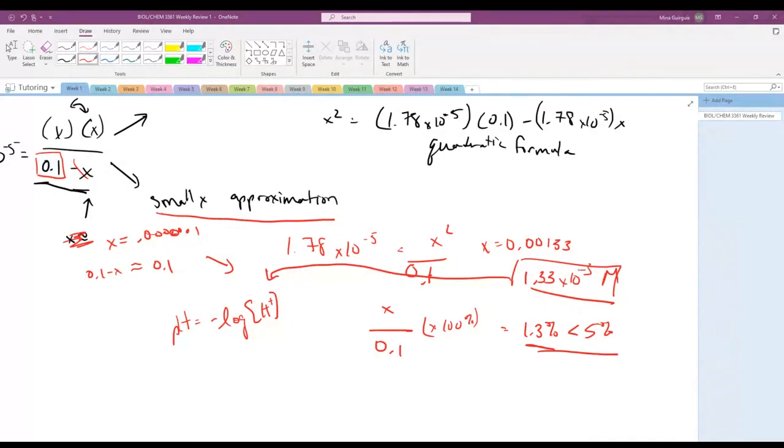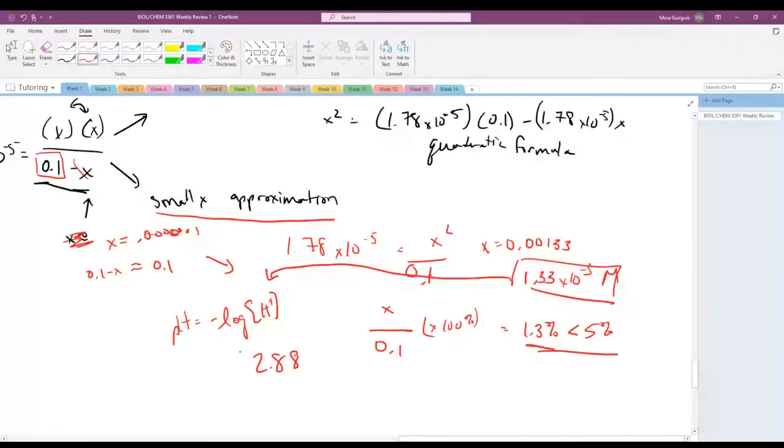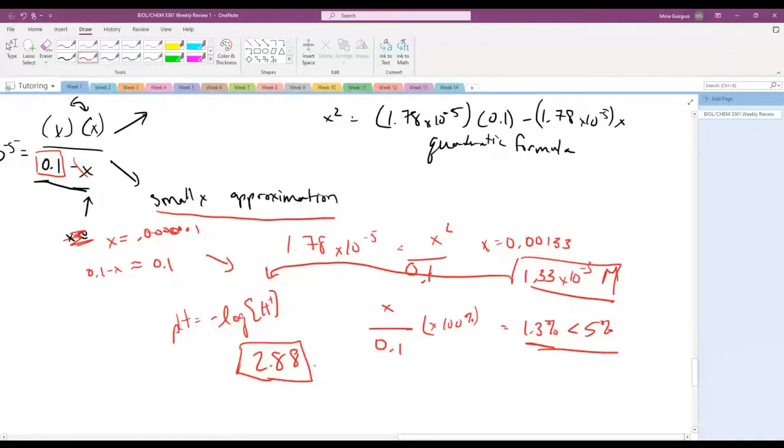So, okay, yes, sorry, I apologize. I wanted to make sure that I hadn't taken the number divided by 0.1. My notes are a little bit messy here. So I'm going to take this, I'm going to take the logarithm, and it's going to be negative if we make it positive. The number that I get out of this is 2.88. Okay, that is our pH.